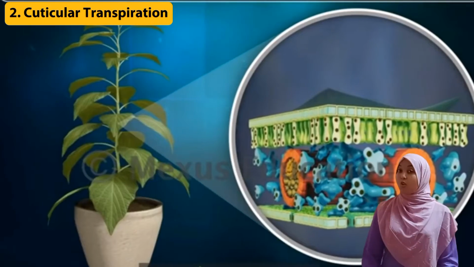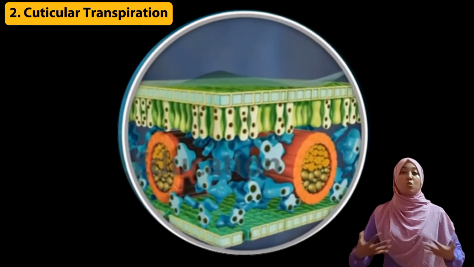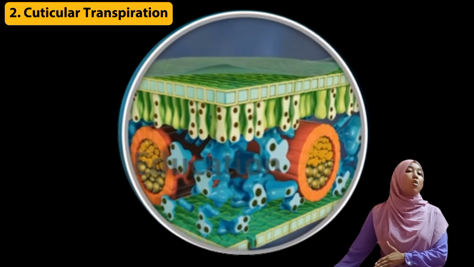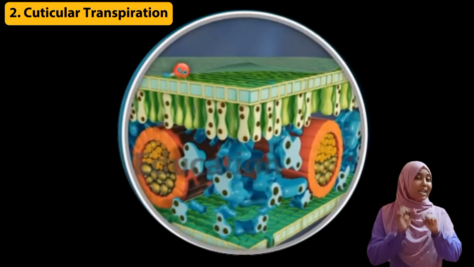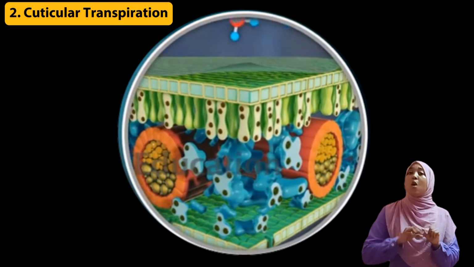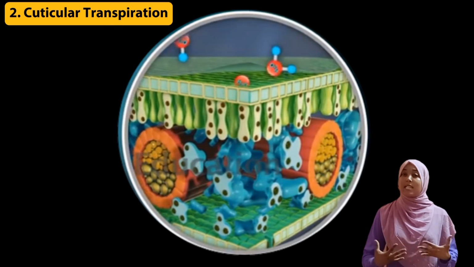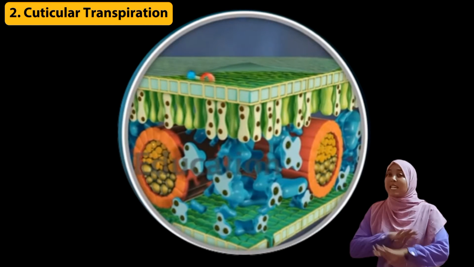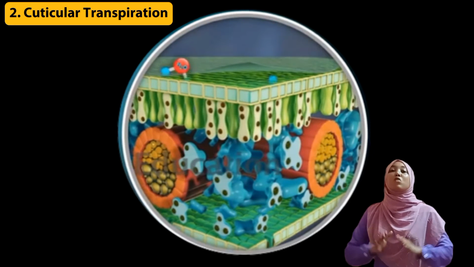So the cuticle, yes, is waterproof, but it doesn't act as an absolute barrier. That means that it doesn't completely stop movement of water across it. And the reason for this is because the cuticle has these tiny openings that allow water vapor to be lost to the surrounding. So what the cuticle does is that it reduces the amount of water vapor that is lost. It doesn't completely stop transpiration, it simply slows down the rate of transpiration.